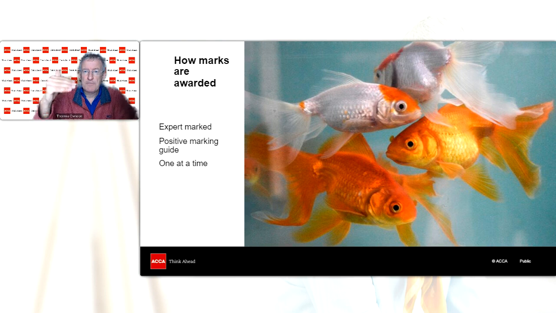Make your answer pleasing to the eye by using white space. Think like a marker does.